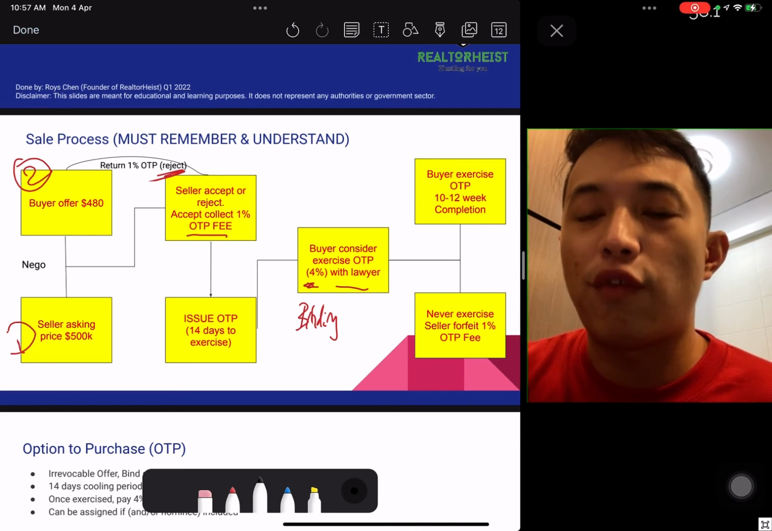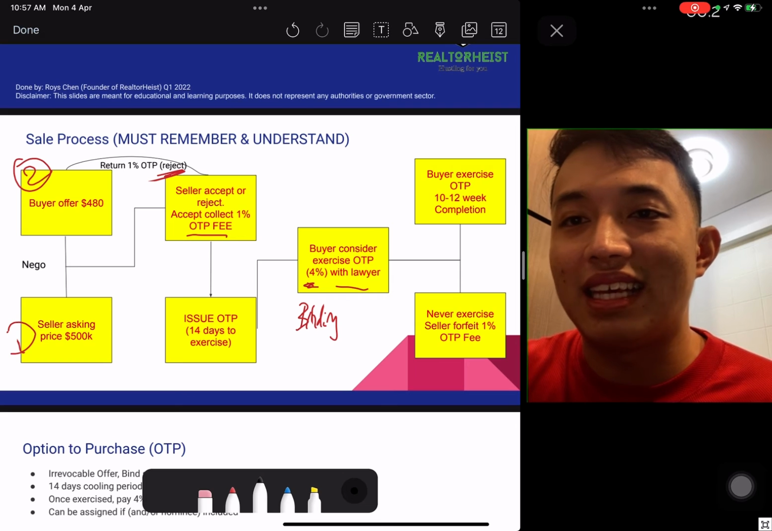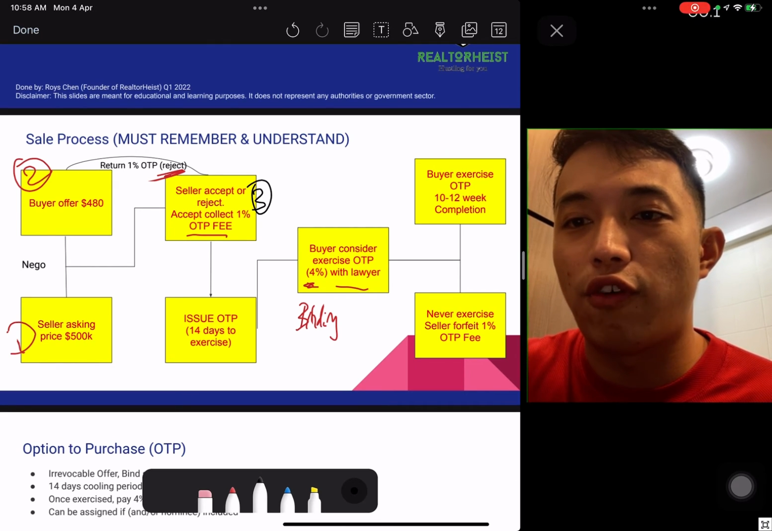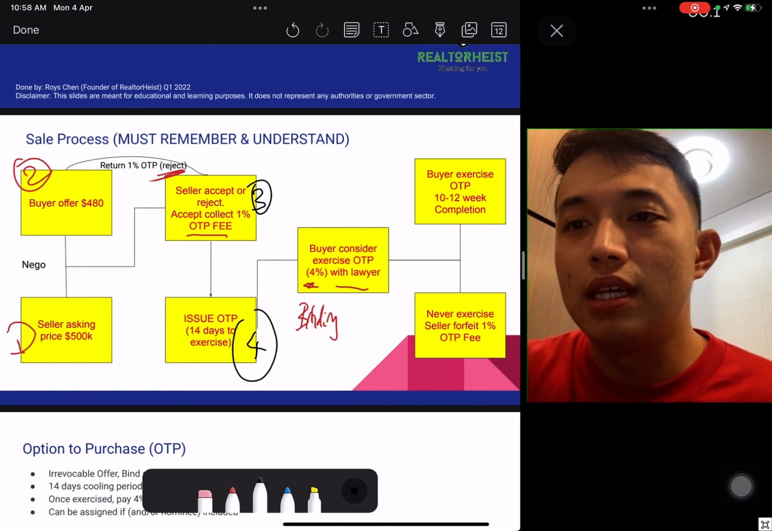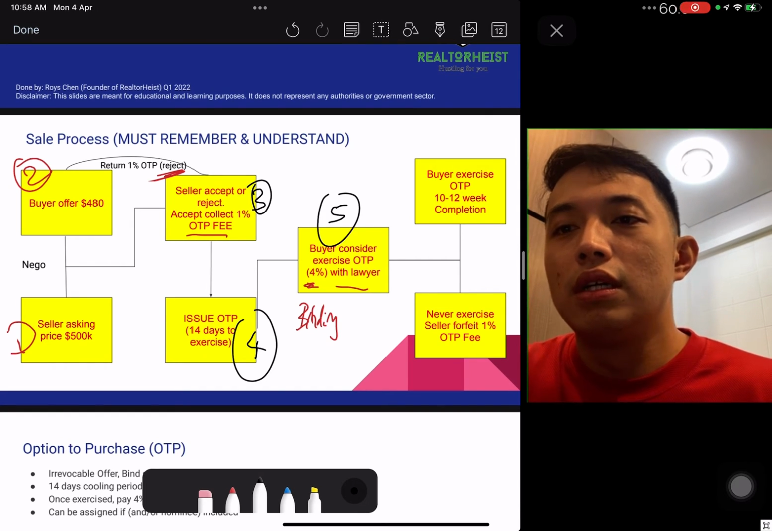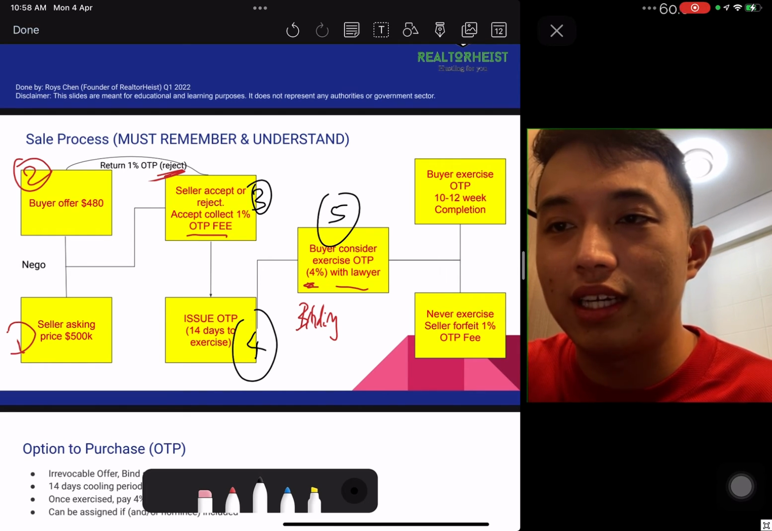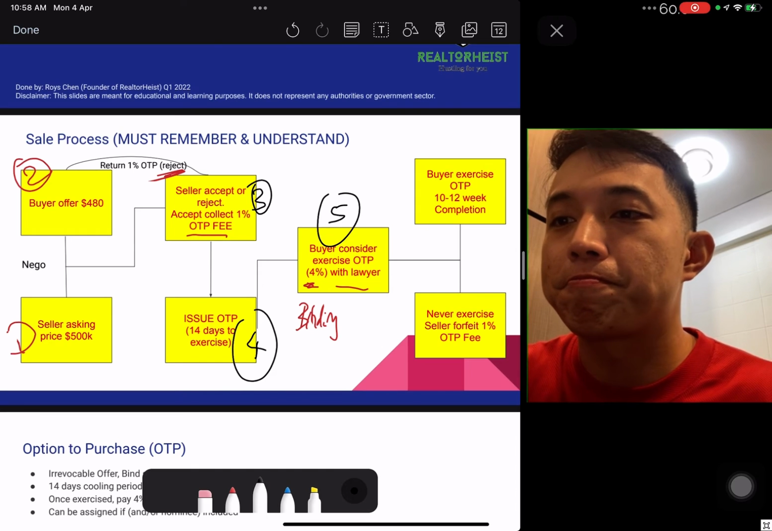It must be exercised within 14 days. If the buyer decides to exercise the OTP within the 14 days, then in step 5 the buyer will have to pay 4% OTP, a total of 5%, to the lawyer, and the lawyer passes it to the seller.